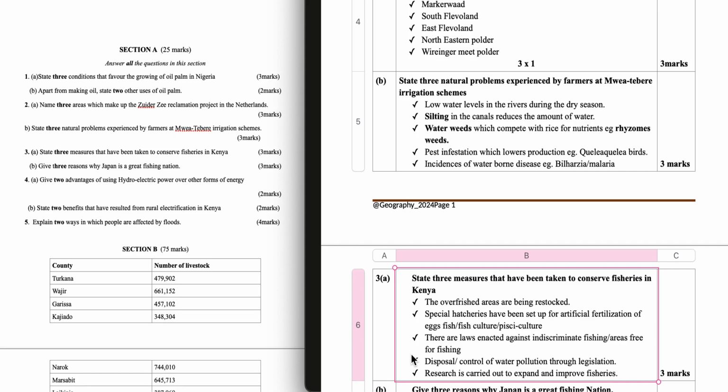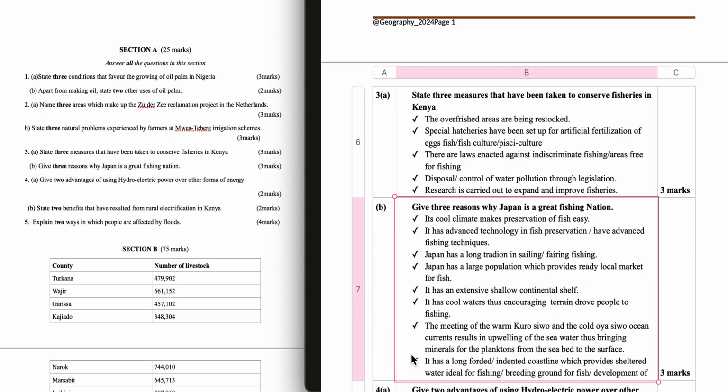Question 3B. Give 3 reasons why Japan is a great fishing nation. Its cool climate makes preservation of fish easy. It has advanced technology in fish preservation. Japan has a long tradition in sailing. Japan has a large population which provides ready local market for fish. It has an extensive shallow continental shelf. It has cool waters, thus encouraging people to take up fishing.